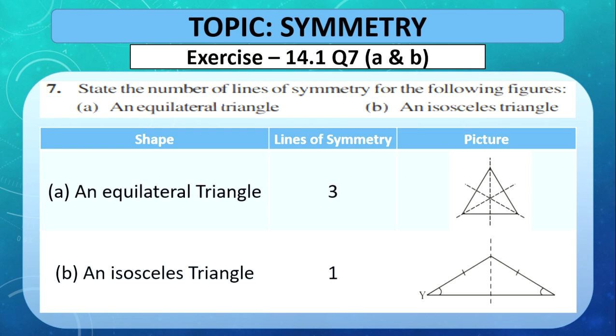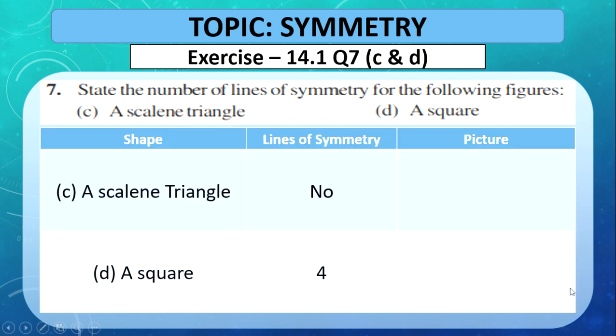Now let us see isosceles triangle. All of you know what is an isosceles triangle. A triangle which has two equal sides. So in an isosceles triangle you have only one line of symmetry. So only one way it can be folded such that the parts will coincide with each other.